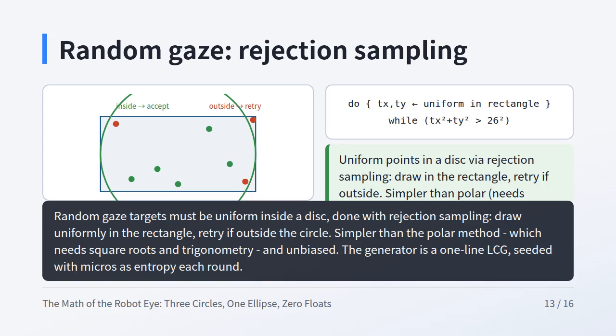Random gaze targets must be uniform inside a disk, done with rejection sampling, draw uniformly in the rectangle, retry if outside the circle. Simpler than the polar method, which needs square roots and trigonometry, and unbiased. The generator is a 1-line LCG, seeded with micros as entropy each round.